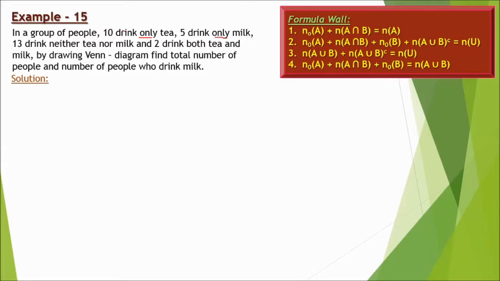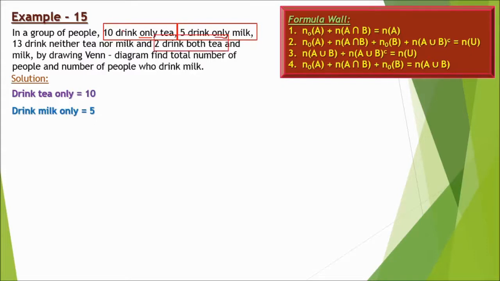First, 10 drink only tea. So this is the number of people who drink only tea, none of the others. Then 5, only milk. Drink milk only is 5. Then 2 drink both tea and milk. So drink both tea and milk is 2. And 13 drink neither tea nor milk.